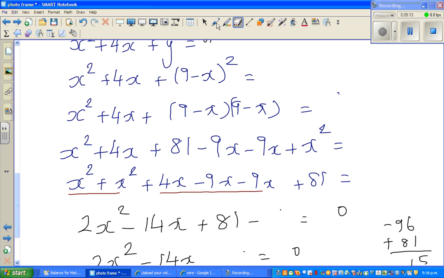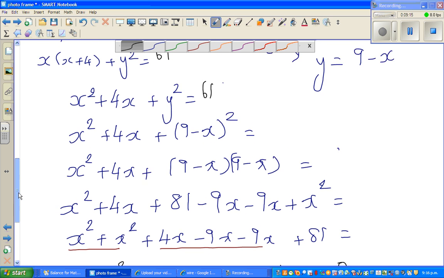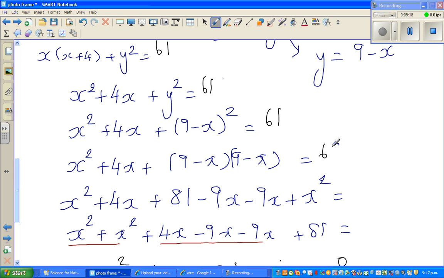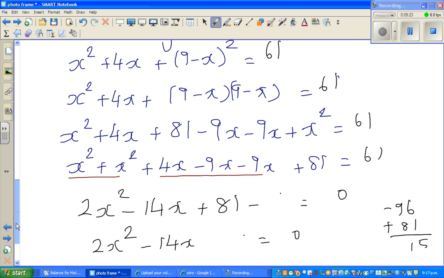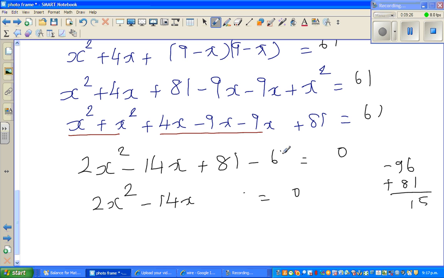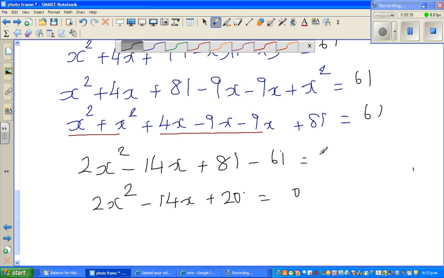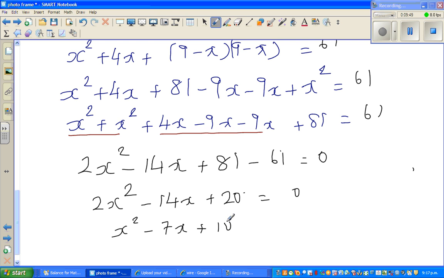So let me go back. So this is 61, this is 61. This is why you should always be careful. Okay, something was not proper, minus 61. Okay, so this is pretty neat. So this is plus 20. Okay, I wanted something neat. So 15 was not sounding good. So this is 0 equal to 0. Okay, so this is 21 minus 61. Now you can divide all by 2. So it was 2x squared minus 7x plus 10 is equal to 0.